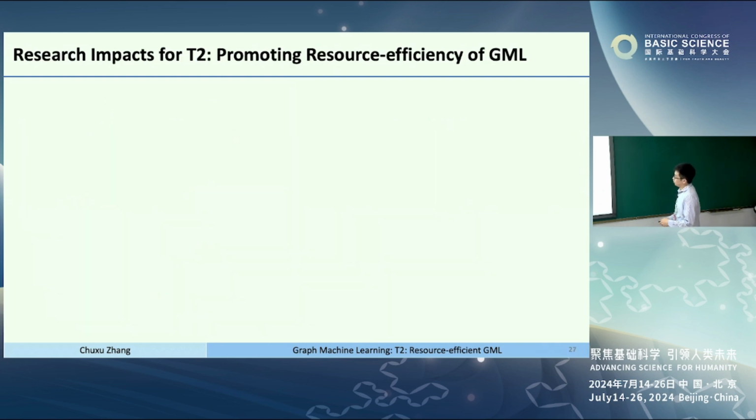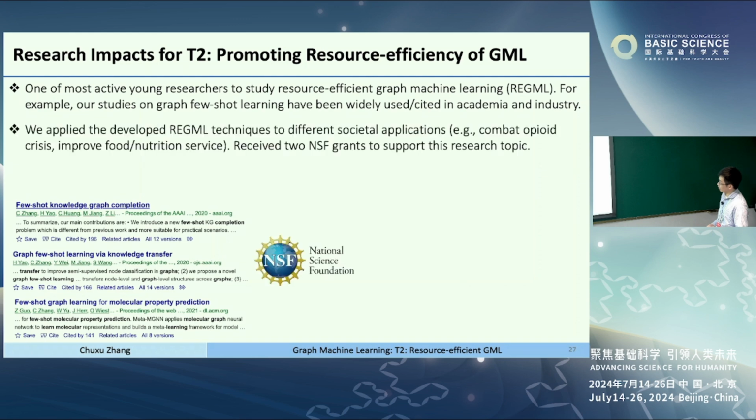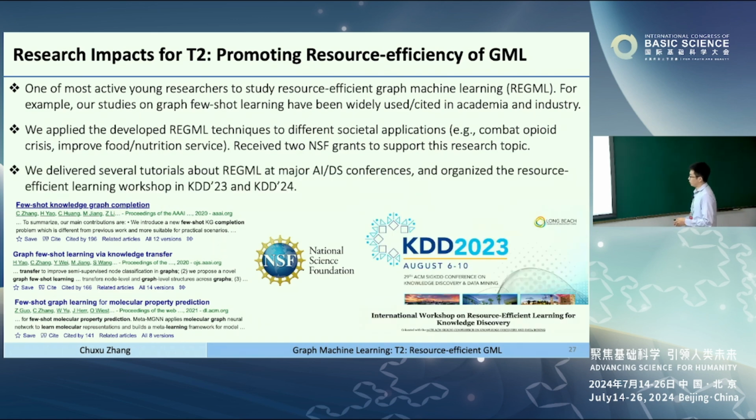Okay, so to summarize the research impact of this section, we are among the first group to study resource efficient graph machine learning, right? And we applied resource efficient graph machine learning techniques to different societal applications like opioid drug trafficking detection, molecular property prediction, malware detection, and so on, right? And we are currently organizing a resource efficient machine learning workshop at KDD.